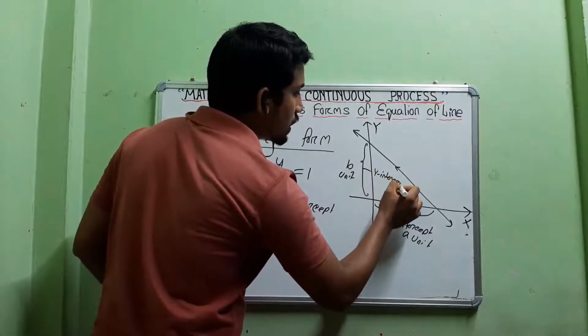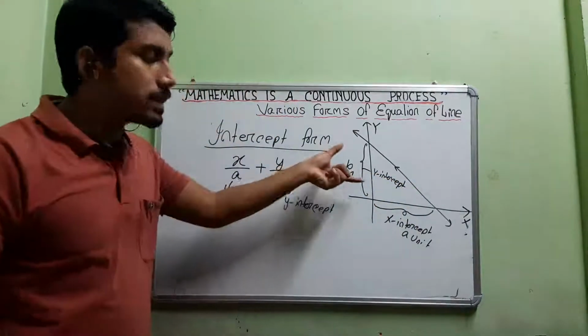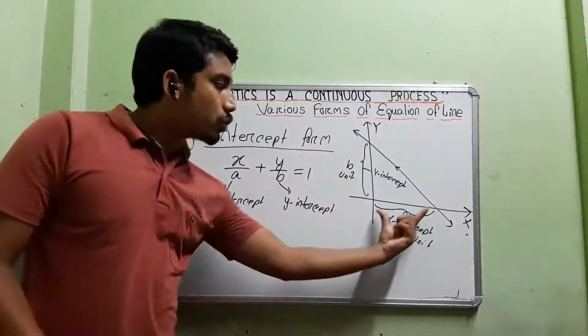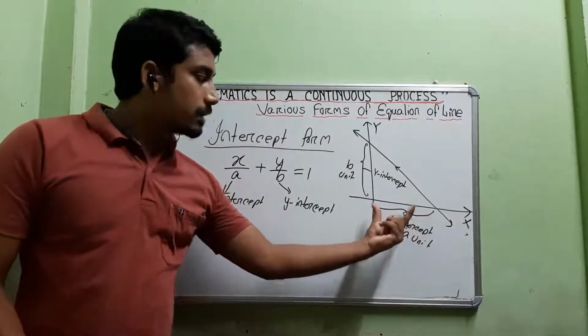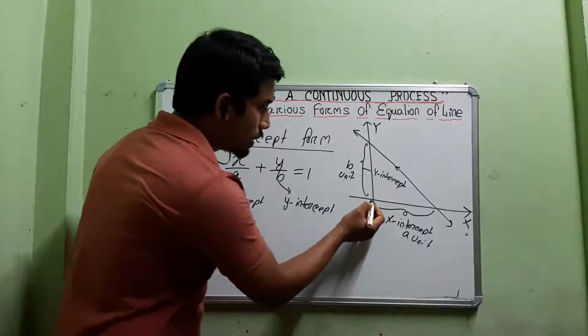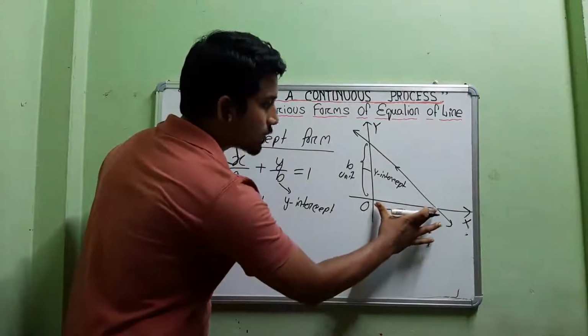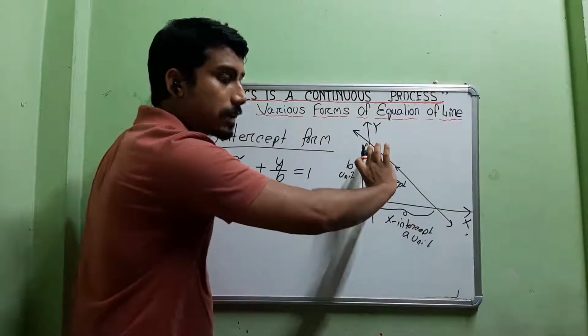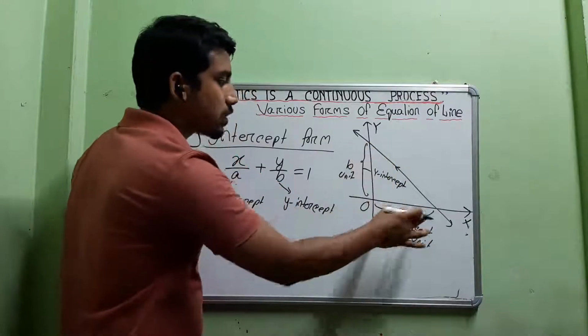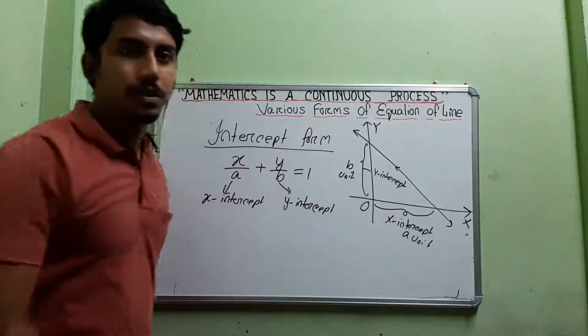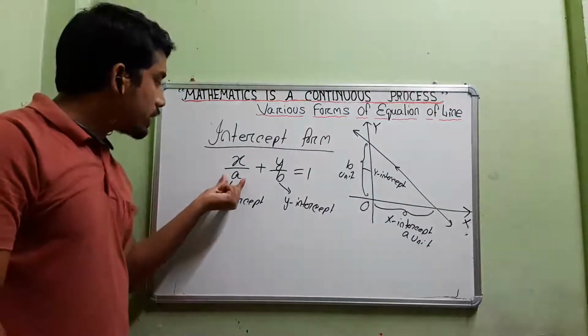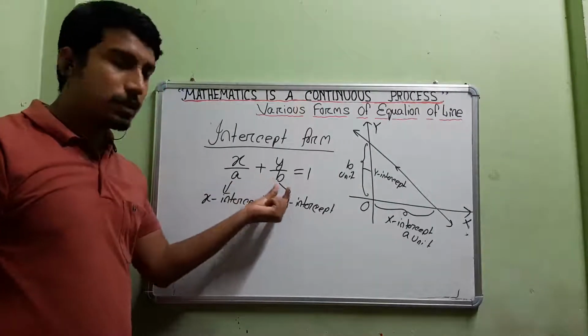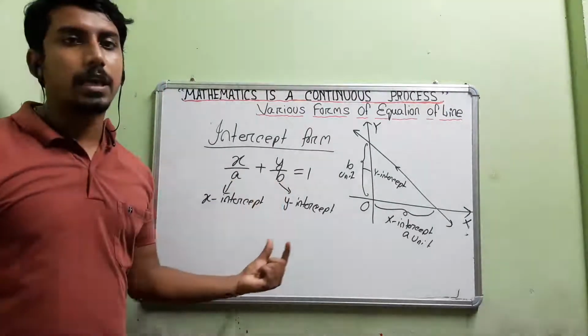That means the portion which is cut off from the y-axis is called the y-intercept, and the portion which is cut off from the x-axis is called the x-intercept, measured from the origin. Okay, this is the origin. That much length we can have, and we can also have this much length. So if we have these two lengths, these are called the x-intercept and y-intercept. So we can have the values a and b, we will just put the values and we can get the equation of the straight line.